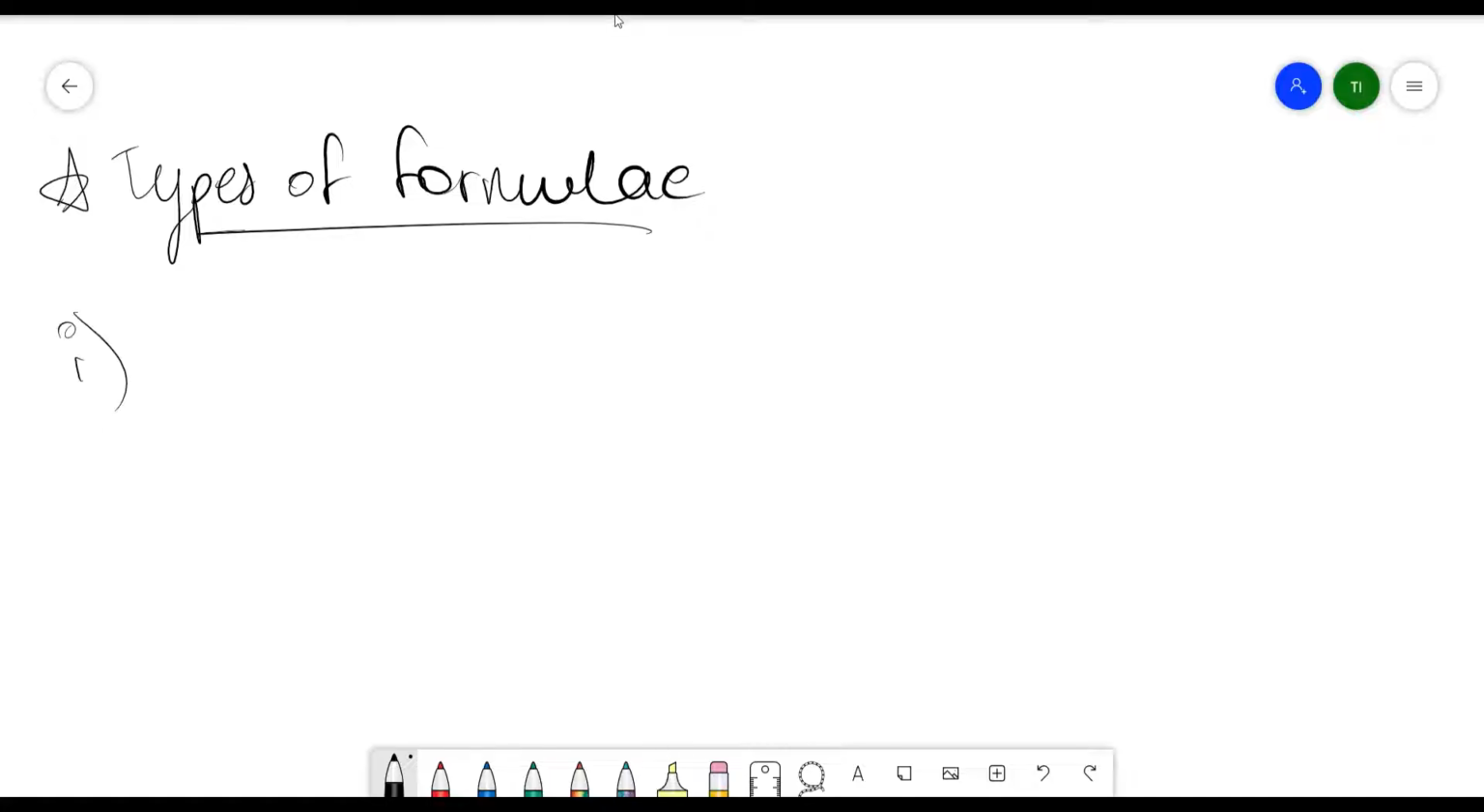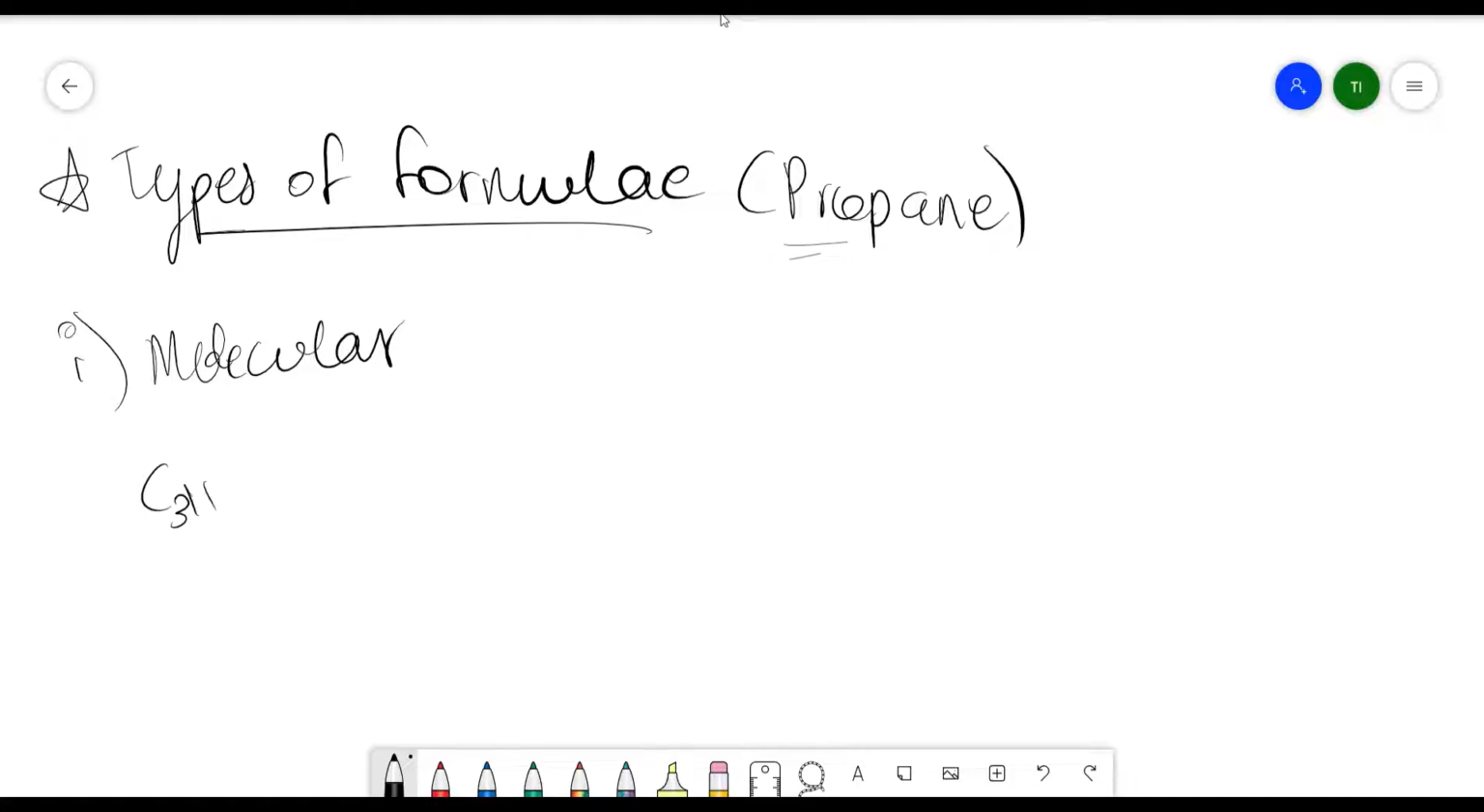So, for example, types of formulae. Now, there's 4 types of formulae. There's molecular, structural, displayed, and skeletal. Okay, so the first one, molecular. And for all of these, we'll use the example of propane, right? Those of you who know the general formula of alkanes, which is CnH2n+2. For propane, it's 3 carbon atoms. So the molecular formula of propane is C3H8. So this just directly says what the molecule is, right? You can't get more details from this. It just gives you the general molecular formula for the compound.